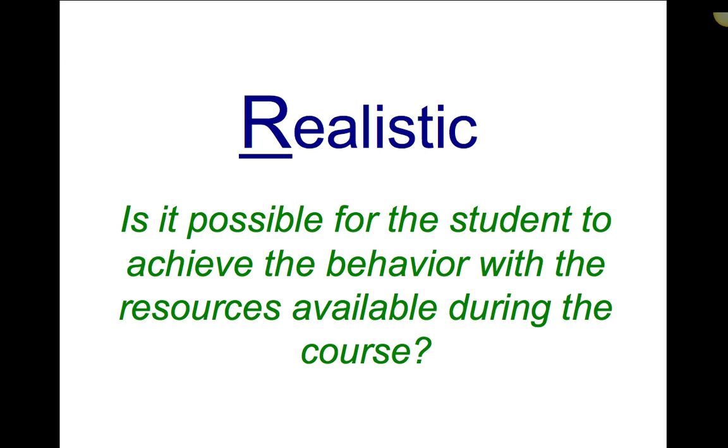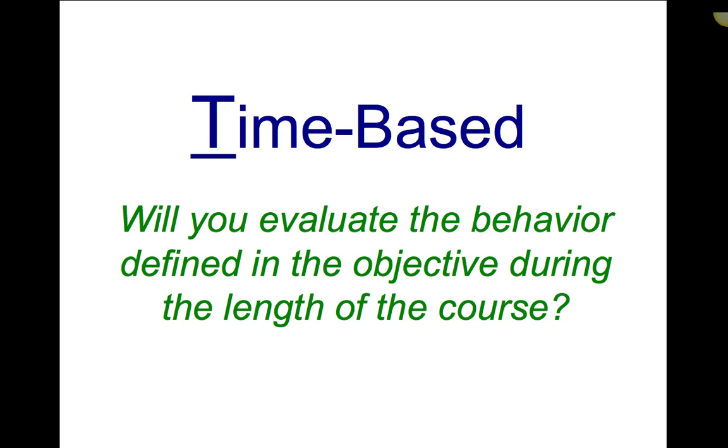This is different than achievable. A realistic objective is one that's actually possible or achievable within the confines of the course and with the resources available. So you need to think about the types of setting where the course will be provided and conducted. You need to think about how long you have the students. You need to think about the prerequisites in order to make a subjective determination about whether or not that objective is realistic. And last, you want to make sure that your objective is time-based.